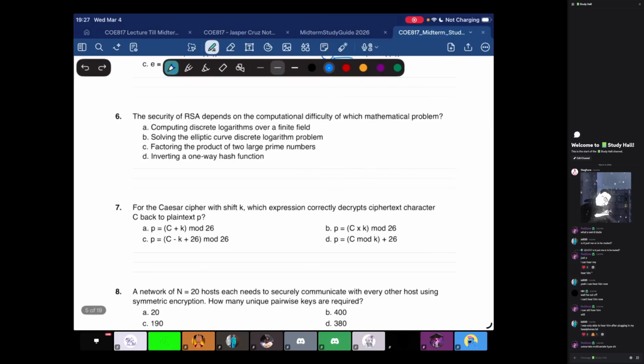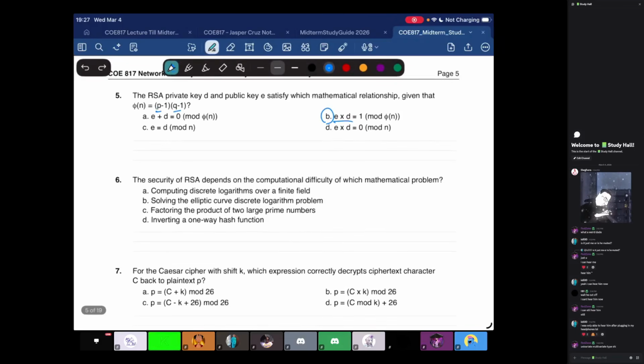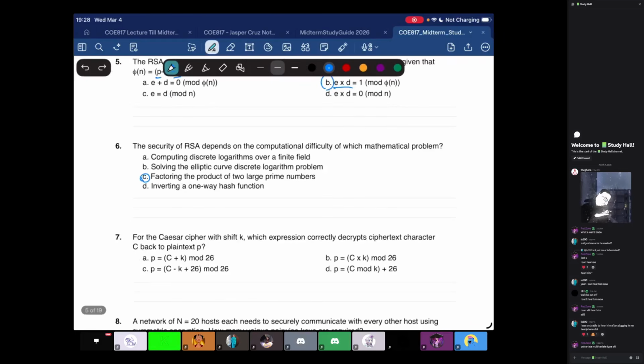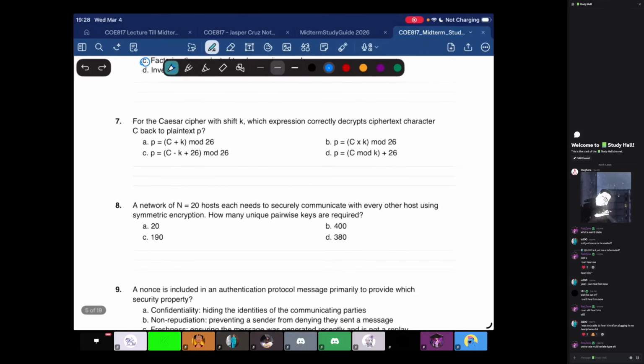The security of RSA depends on the computational difficulty of which mathematical operation. As seen in the previous question, it relies on the computation of p and q, which are large prime numbers, and in this case, the answer will be C, as it is difficult to factor these two values without knowing the prime numbers themselves. When you multiply two prime numbers, determining the origin is quite challenging.